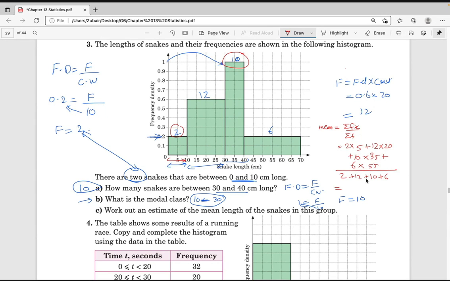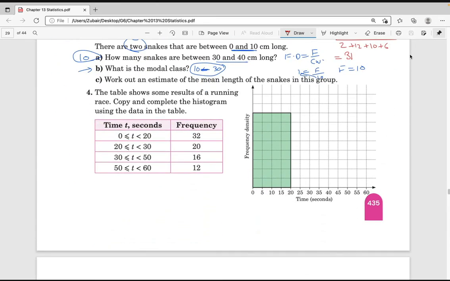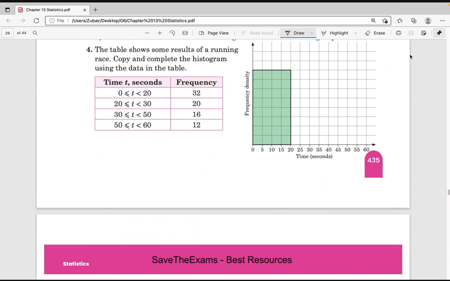The frequency will be 30. I'm getting 31. Do let me know if you get a different answer. Sir, I get the same answer. Now most probably the questions would start repeating themselves. Next question.